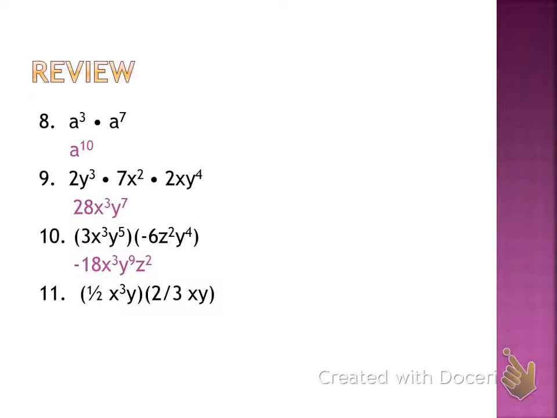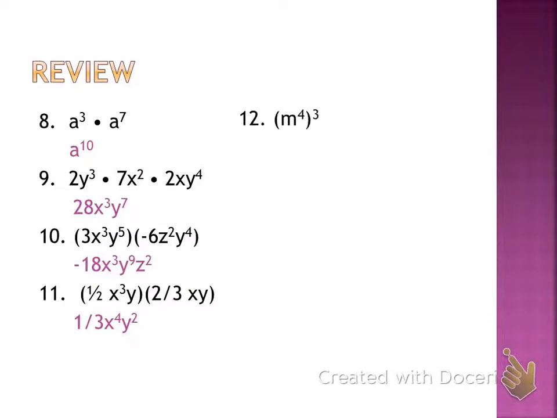What is 1/2 times 2/3? Well, multiply the top, the numerators. Yeah, you'd end up with 2/6, which is 1/3. Good. And then same thing with the exponents. Add the exponents. X to the third, x to the first is x to the fourth. Y to the first, y to the first is y to the second.